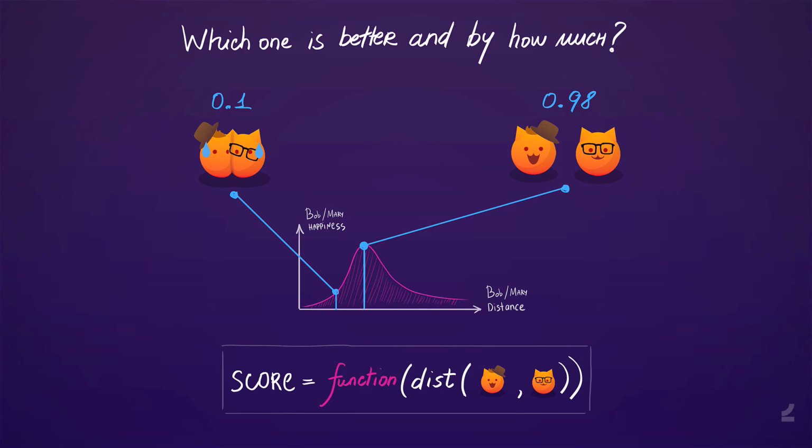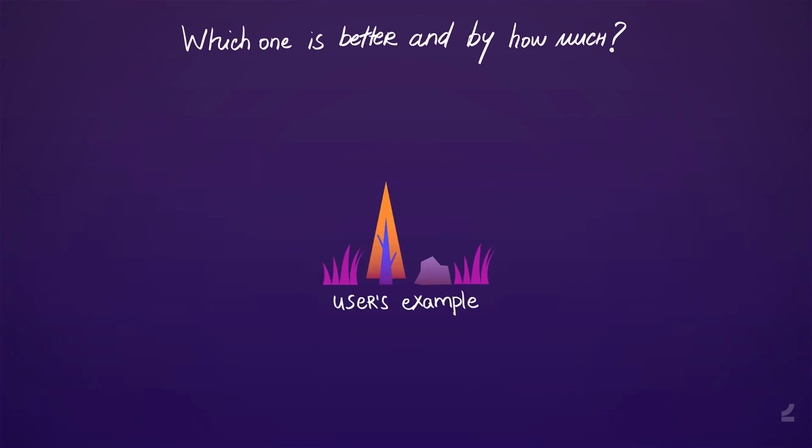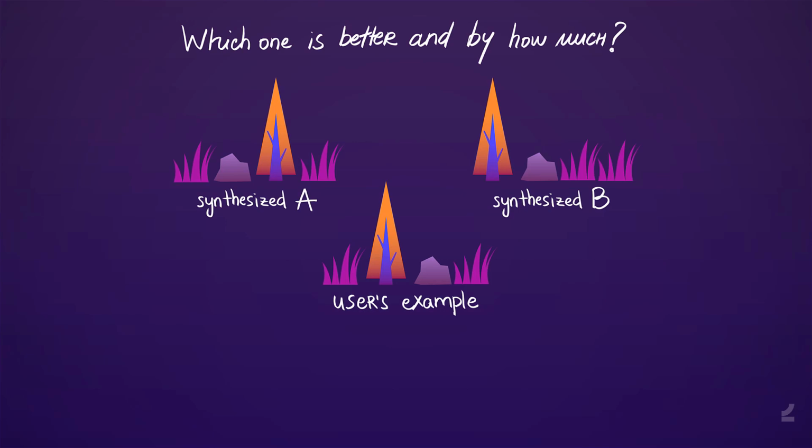For example, here, we can easily say that the placement on the right is 10 times better than the placement on the left. But what do we do if we're not given a score function, but just an example of how we want our placements to look like? Suddenly the question which one is better, A or B in this case, becomes rather ambiguous. We can probably pick which one is better based on some kind of internal judgment, but how do we say by how much it's better?